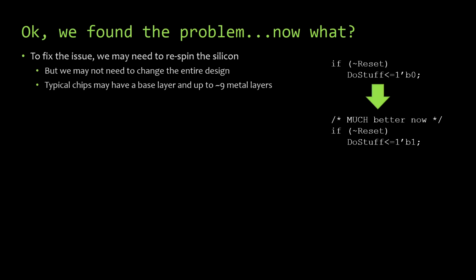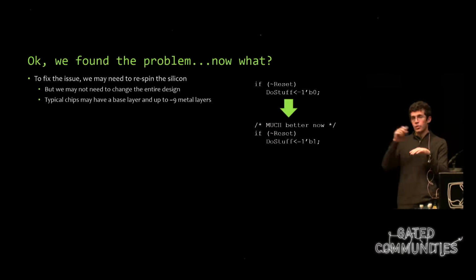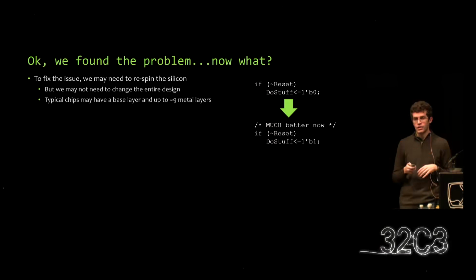The way that modern chips are built is that there's something called a base layer and then metal layers. And modern process technology has up to about 9 different metal layers. And to overly simplify this, because I'm not a process engineer, the way this works is the base layer has your logic gates, your AND gates, your NOR gates, et cetera. And the metal layers are the wires that connect those gates together.